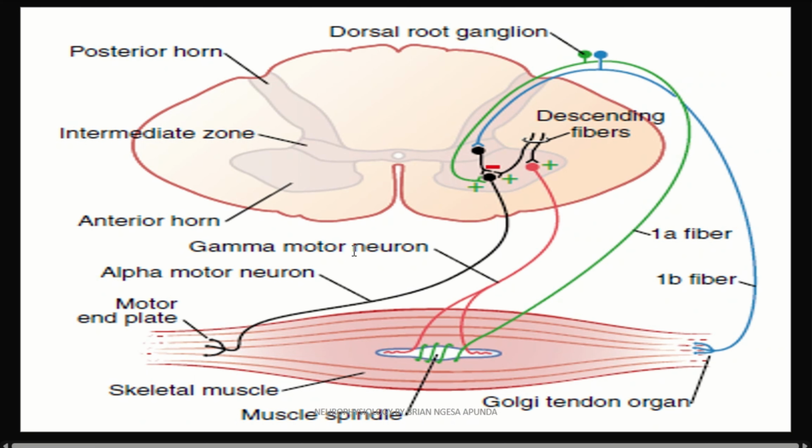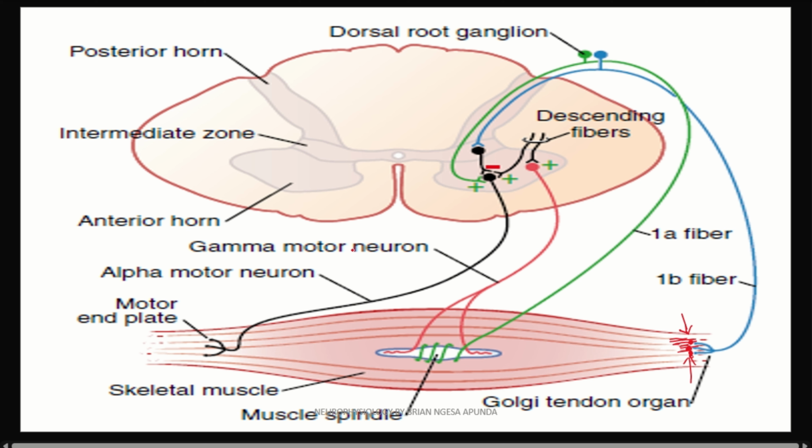I hope you are able to see what we've suggested: the type 1B fiber originating from the Golgi tendon area, or the Golgi tendon organ. So the Golgi tendon organs are receptors that lie between many fibers, around 10 to 15. So any change in tension, tension by way of contraction, is likely to press onto these receptors to give us some electrical impulses.